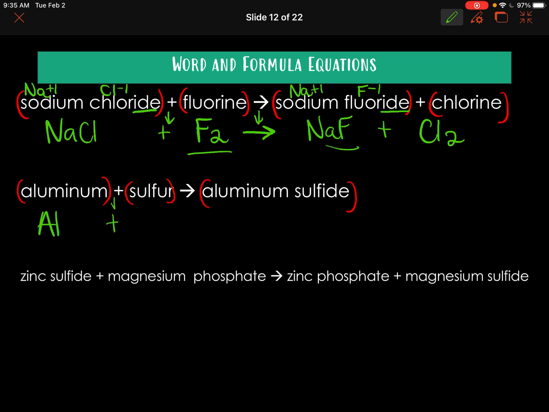So moving on to sulfur. Sulfur is an element. It is not diatomic, so I'm just going to put S. Bring down that arrow. Okay, S means sulfur, not sodium. Sodium is Na. You've got to know these.